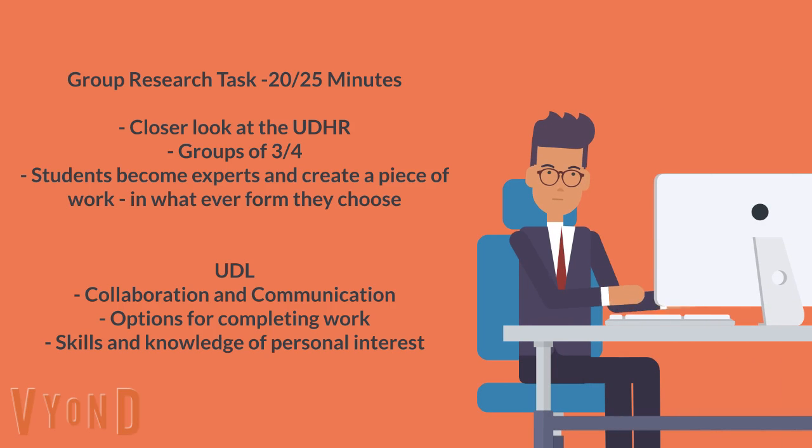Next, we will move on to a declaration group research activity. This will take about 25 minutes or to the end of the lesson. The purpose will be to have a closer look at the declaration, and students will get into groups of 3 or 4 and will each be given 4 articles to examine further and become experts at. They will research these articles further and look for examples that may have led to their inclusion.